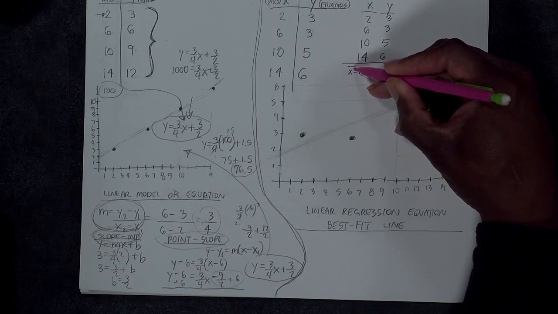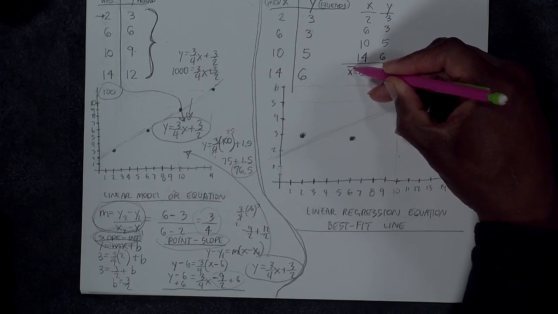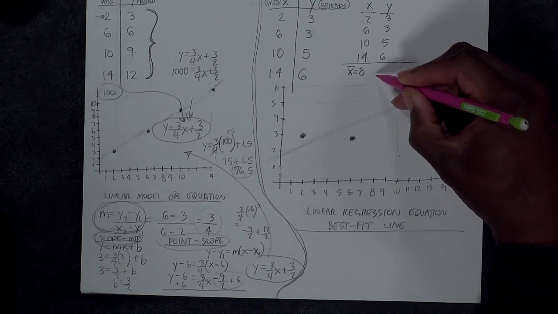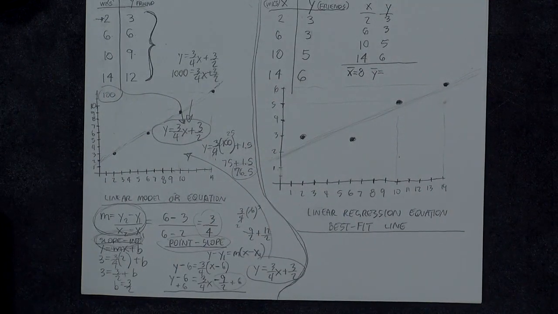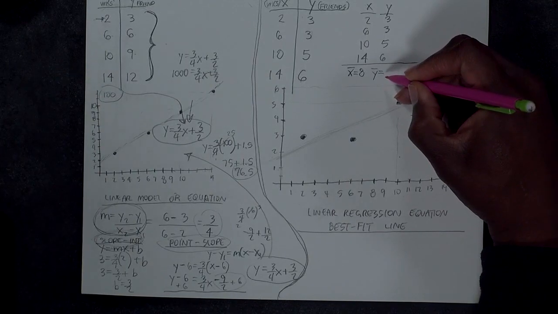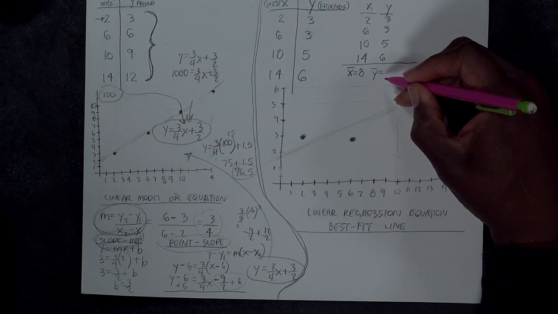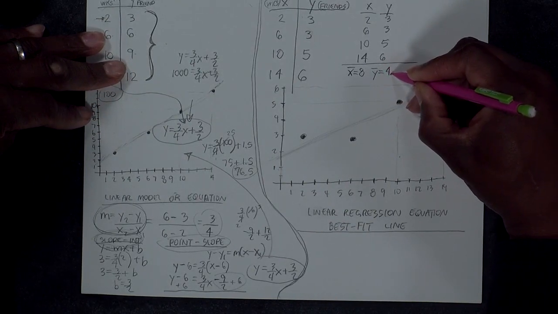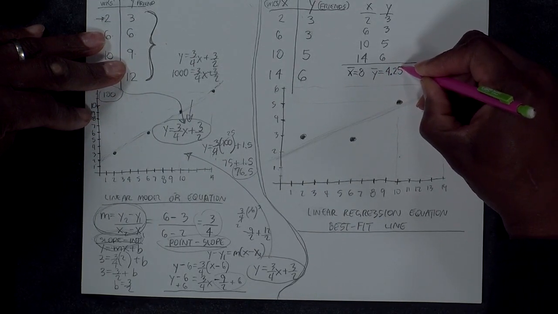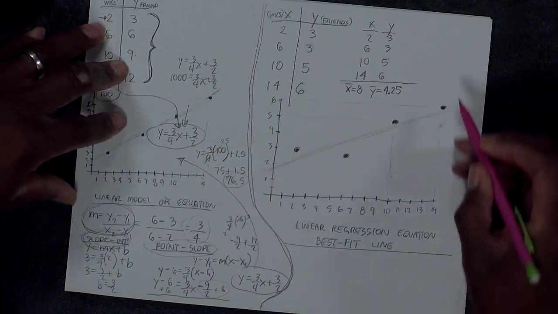X bar is another way to say average of the x's. Now let's find the average of the y's. We end up with 3 plus 3 is 6, plus 5, plus 6 again. That's 17. I'll divide the 17 by 4, and the average of the y's is 4.25. Y bar is 4.25.